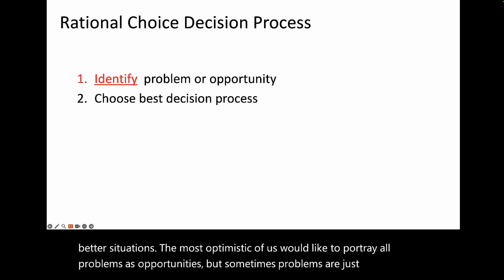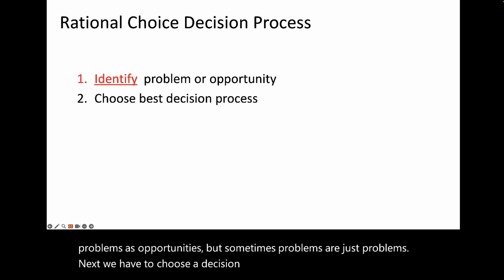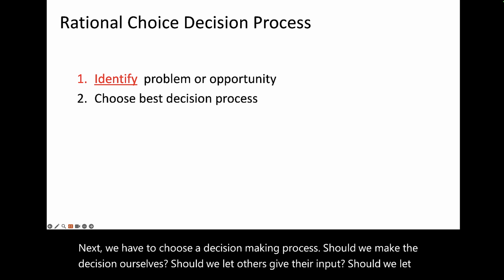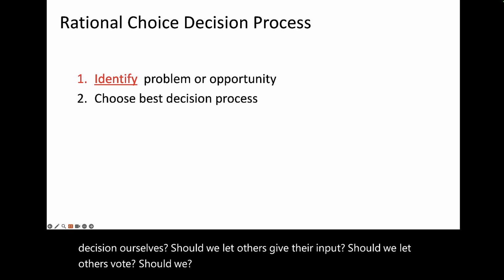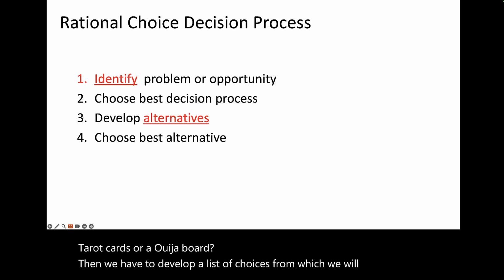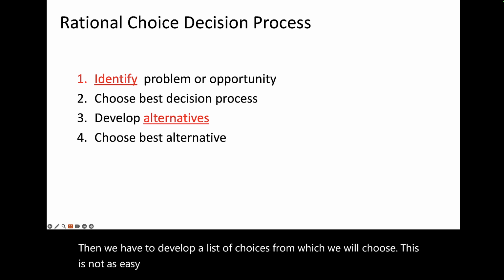Next, we have to choose a decision-making process. Should we make the decision ourselves? Should we let others give their input? Should we let others vote? Should we use tarot cards or a Ouija board? Then we have to develop a list of choices from which we will choose. This is not as easy as one might think, so this is a very important step.